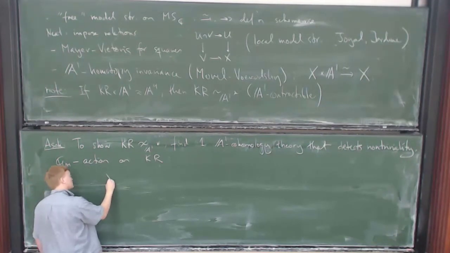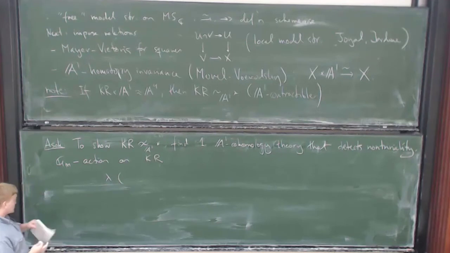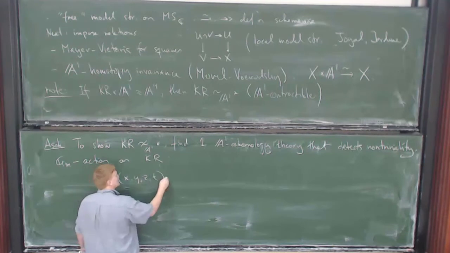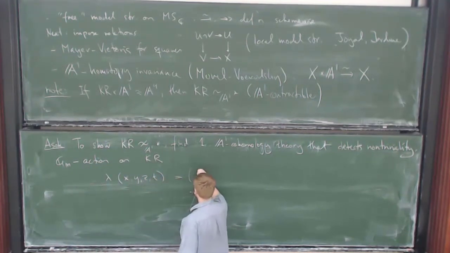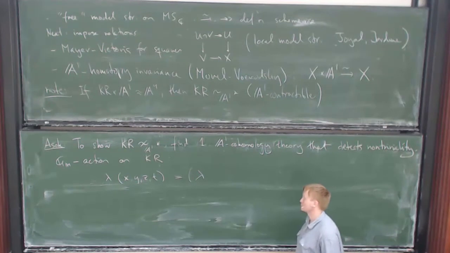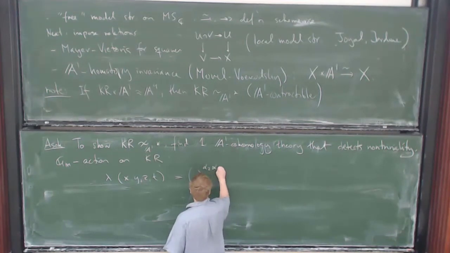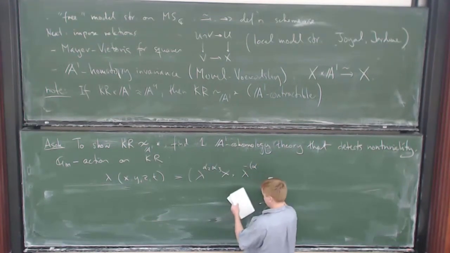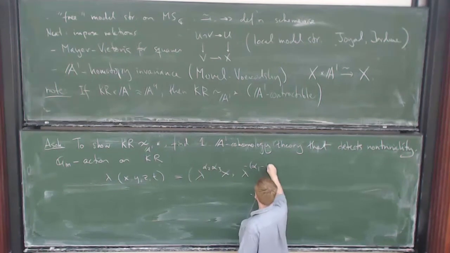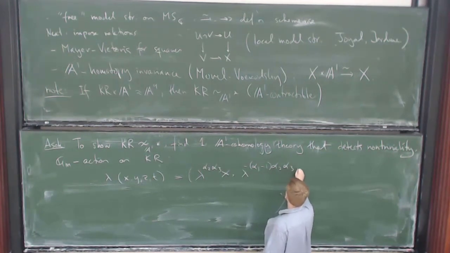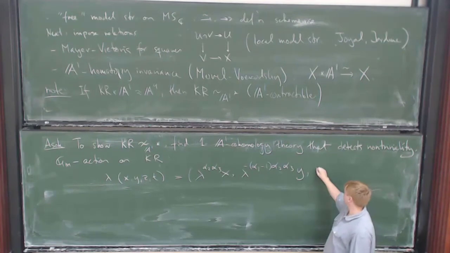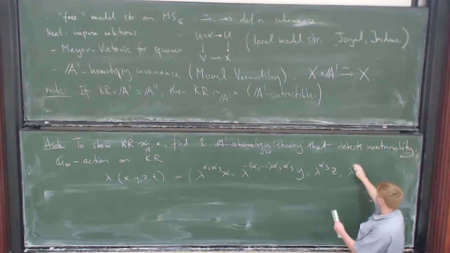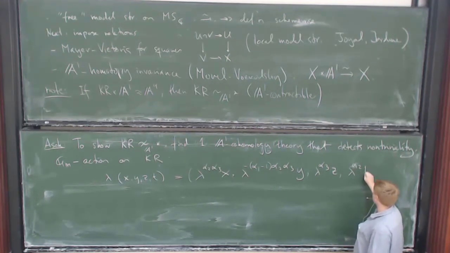So let's describe it as follows. We take an element lambda of Gm and we want to act on a quadruple X, Y, Z, T. This is set to be equal to lambda to the alpha 2, alpha 3 times X, lambda to the alpha 1 minus 1 times alpha 2, alpha 3 times Y, and then lambda to the alpha 3 Z and lambda to the alpha 4, alpha 2 T.